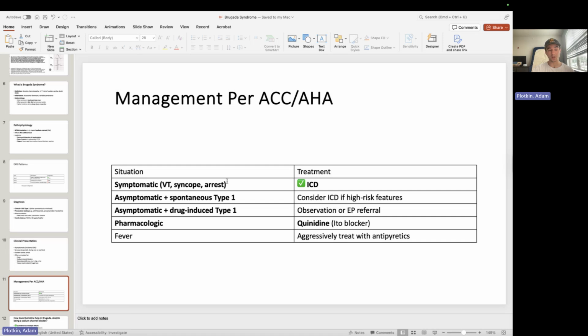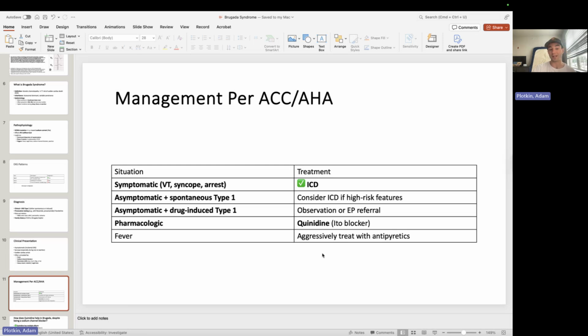All right. This is the really important part because this was talked about in my question. How do we manage it per the American College of Cardiology and the AHA? For symptomatic Brugada syndrome, ICD. We're going to put in an ICD so anytime that patient starts to get into VFib, we shock them out of it. We defibrillate them out of it. If they're asymptomatic, we can consider an ICD. If they're asymptomatic plus a drug-induced type 1 observation or an EP referral, pharmacologically, we can treat with quinidine, which is an Ito blocker. We'll talk about what Ito is in a second.